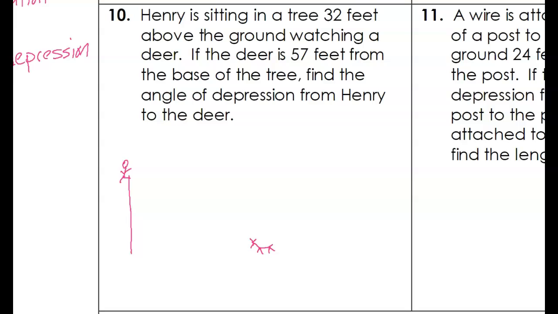And if the deer is 57 feet from the base of the tree, meaning that this length here is 57 feet. The deer is 57 feet away from the tree. And we know the height of that tree, or that line that I drew, represents the height of where Henry's sitting. Height is always perpendicular to the ground, so that's a 90-degree angle there. What else does it tell us? Find the angle of depression from Henry to the deer. Oh, there we go, that's the number I was missing. Sitting in a tree 32 feet above the ground. So Henry is 32 feet above the ground.